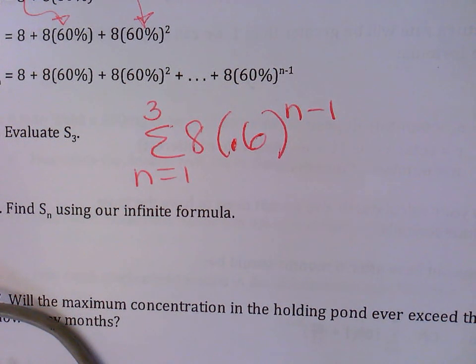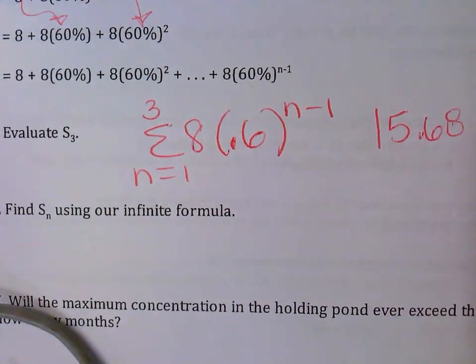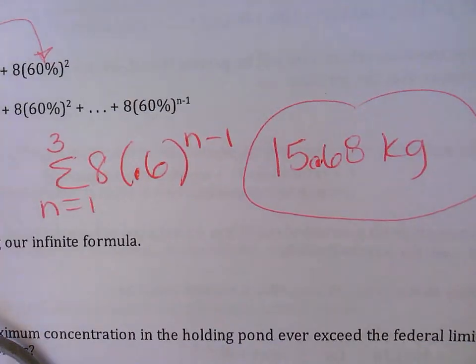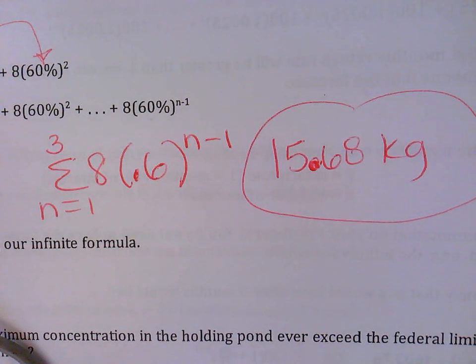I don't know if you typed it in correctly. You did 8 times the 0.6 to the n minus 1? 15.68 kilograms, yes. So it does become more than 8 kilograms over time because you're adding 8 more, and not all of it's going away.